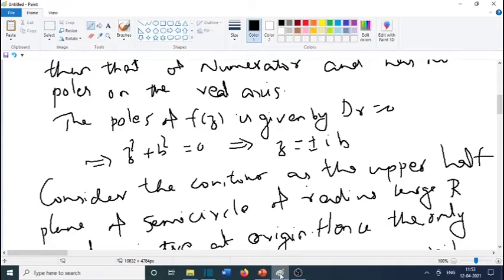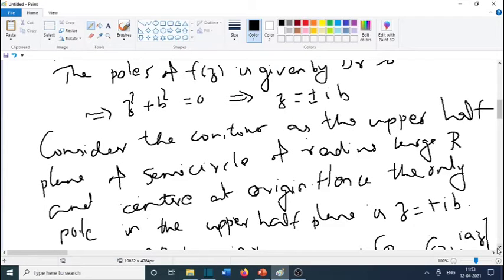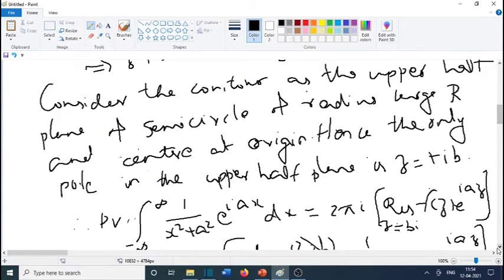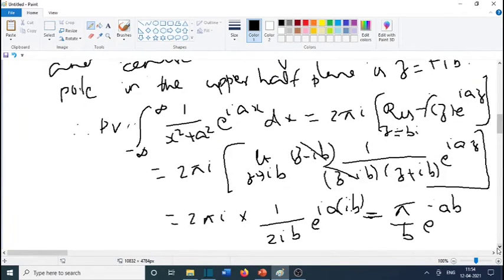Now consider the same contour, the upper half plane semicircle of radius large R and center at origin. Hence the only pole in the upper half plane is z equal to ib. So principal value of minus infinity to infinity 1 by x square plus b square e raised to iax dx is equal to 2 pi i into residue at z equal to ib of f of z e raised to iaz, which is equal to 2 pi i into, this is a simple pole, so we can write limit z tends to ib, z minus ib, 1 by z square plus b square can be written as 1 by z minus ib into 1 by z plus ib. So z minus ib cancels and e raised to iaz.